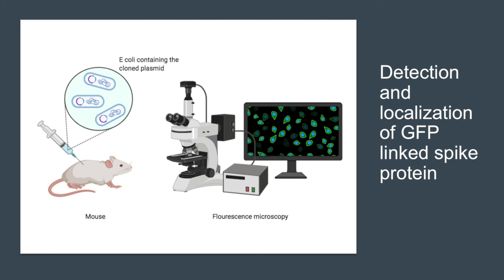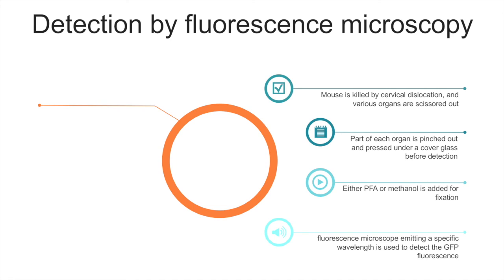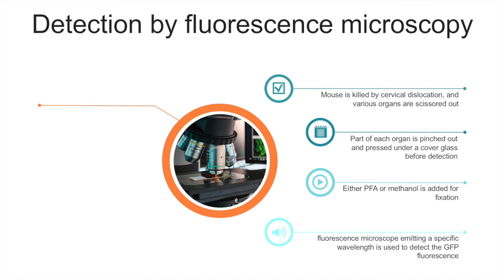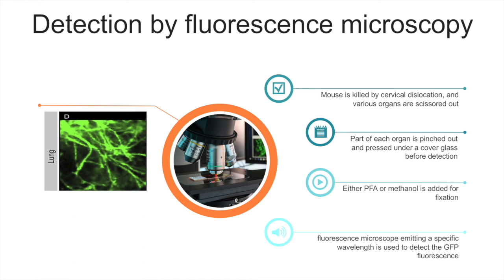Detection and localization of the GFP-linked spike protein. An injection containing the E. coli with the cloned plasmid is injected into a mouse, where the mouse is killed by cervical dislocation and various organs are scissored out. Part of each organ is pinched out and pressed under a cover glass before detection. Either perfluoroalkoxyalkane or methanol is added for fixation, and then a fluorescence microscope emitting a specific wavelength is used to detect the GFP fluorescence to determine the viral localization patterns.